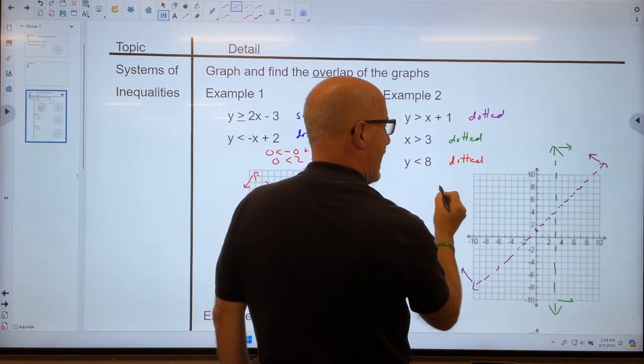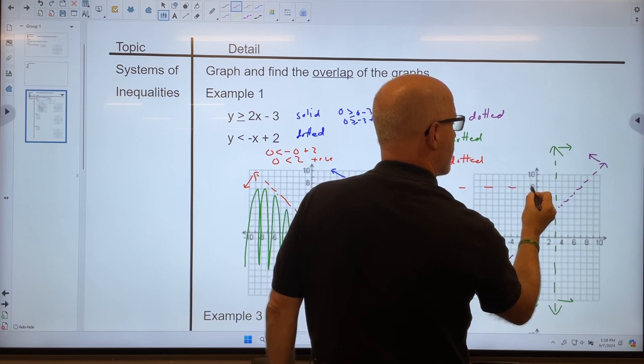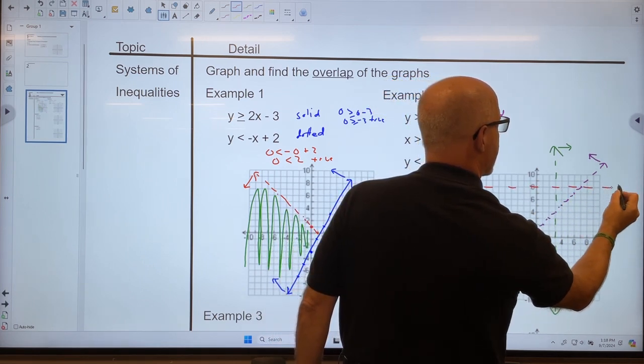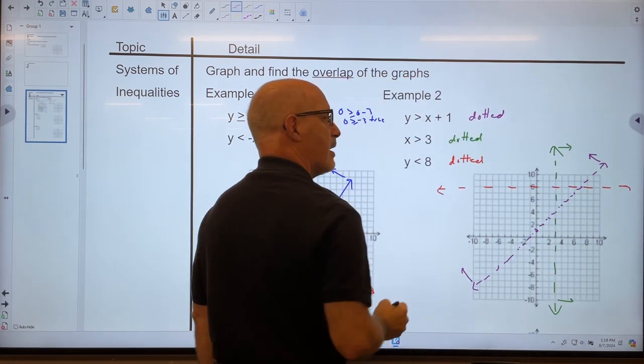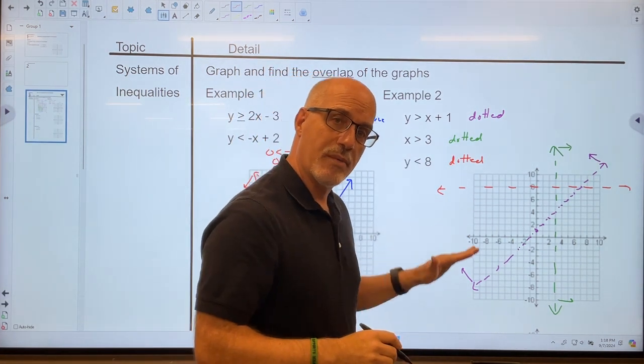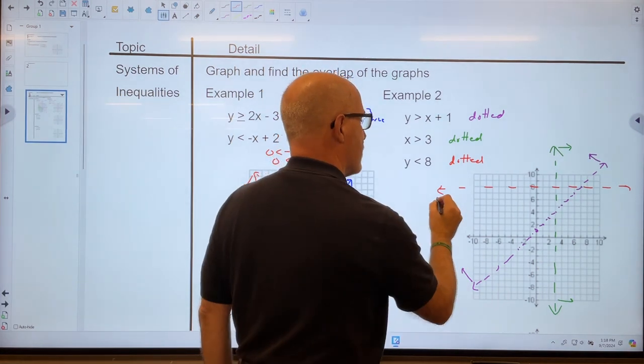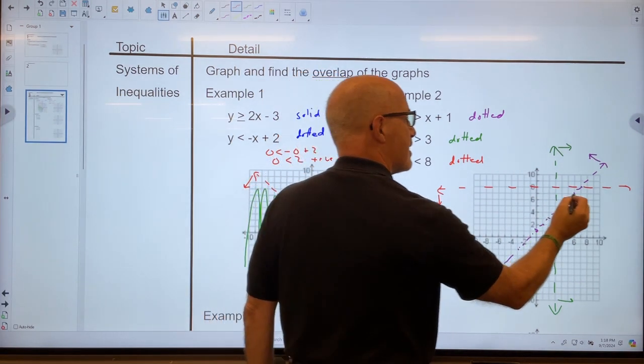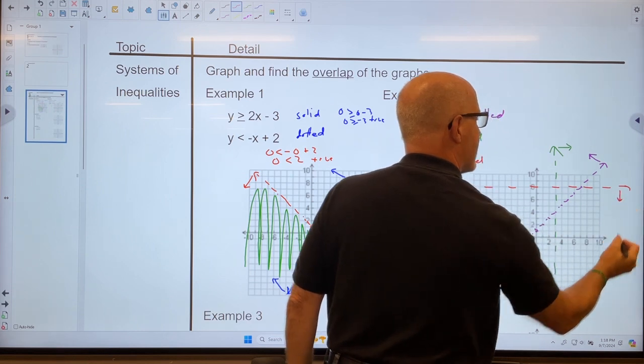It's going to be at 8, so straight across horizontal line at 8. So there's my graph. It makes sense that less than a y value will be below it. If you test 0, 0, it does work. 0 is less than 8. So I'm going to shade below this one.